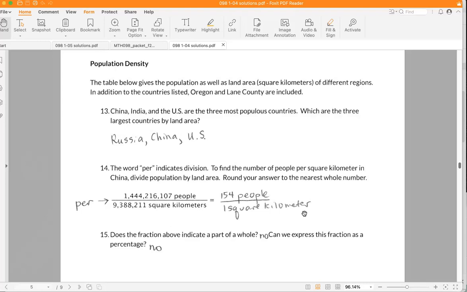So we can't really tell if that's very dense or not until we start looking at the densities of the other countries. But here I'm just going to point out that the fraction here is not a part over a whole. People over square kilometers have different units, so different quantities are being compared. This is not a part over whole, and we could not convert this to a percentage.